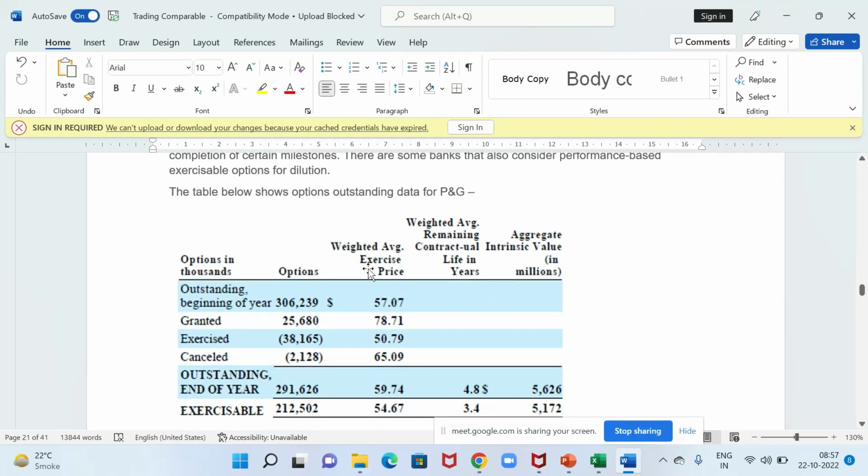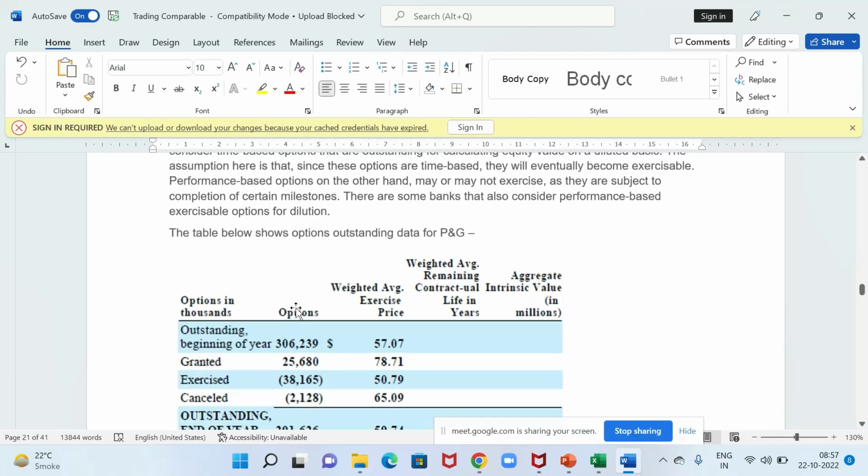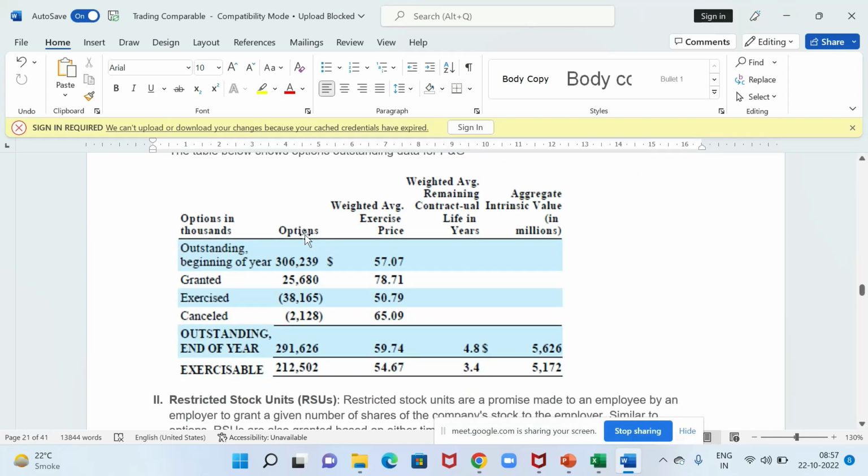So in 10Ks or 10Qs, you'll see this kind of table under share-based compensation. There'll be a separate note in the 10K and 10Q where you'll have this kind of table. So always take the outstanding end of the year number, not the exercisable. Now you'll question why not exercisable? Because we have made that dynamic. So this exercisable is calculated based on that particular date.